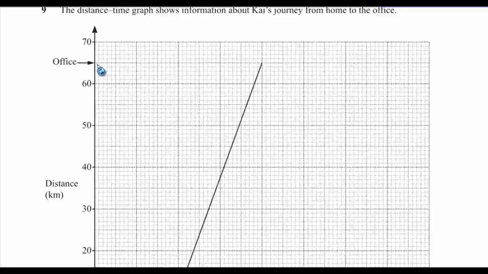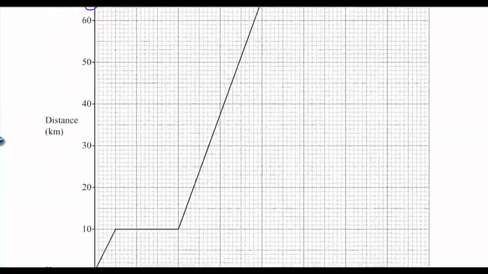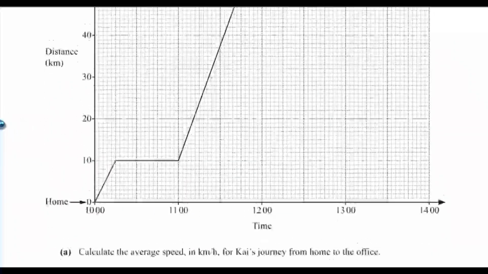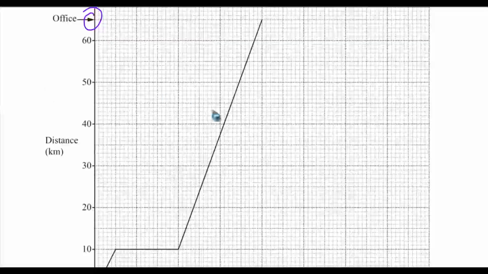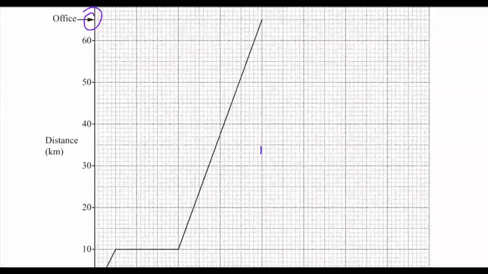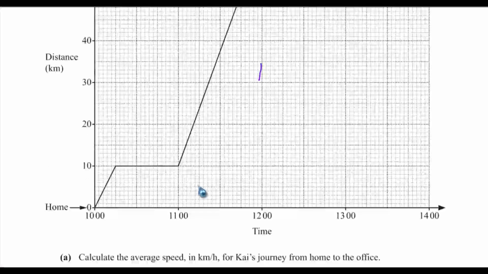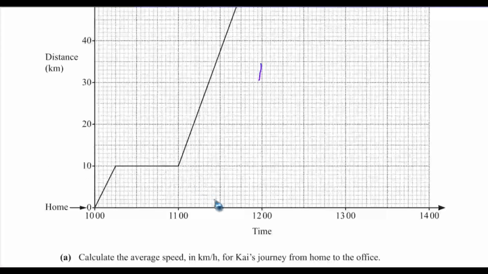The distance covered is 65 kilometers as indicated here. Then the time taken will be from 10 o'clock to this line. You have to trace it down. So that will be 12 o'clock. So you need to subtract 10 o'clock from 12 o'clock. That will be 2 hours.